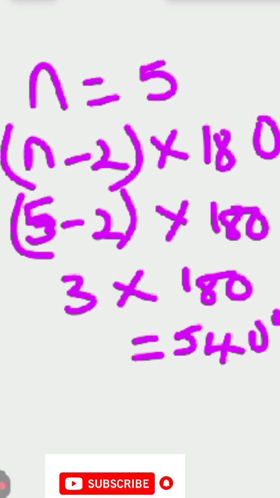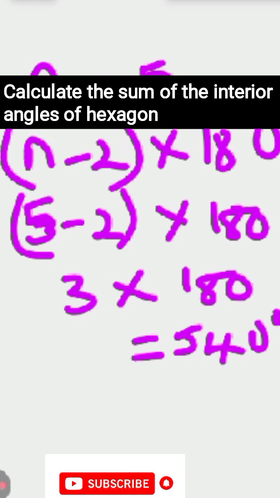You can use this formula to calculate the sum of interior angles of a hexagon. Let us do it. Calculate the sum of interior angles of a hexagon. Pause this video and see if you can get the answer. Then play it and see whether your answer matches with mine. Find the sum of the interior angles of a hexagon.